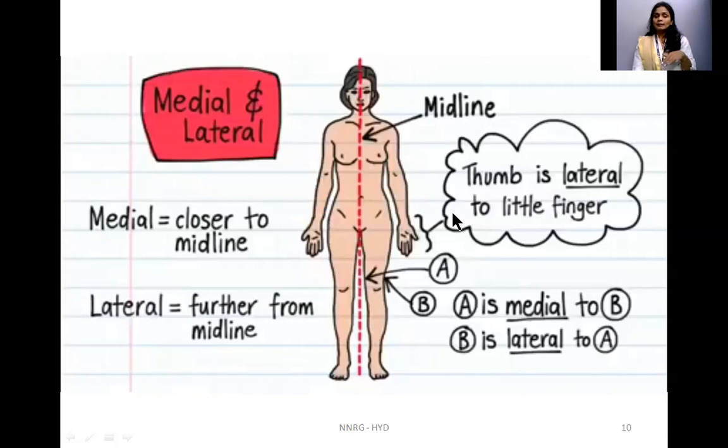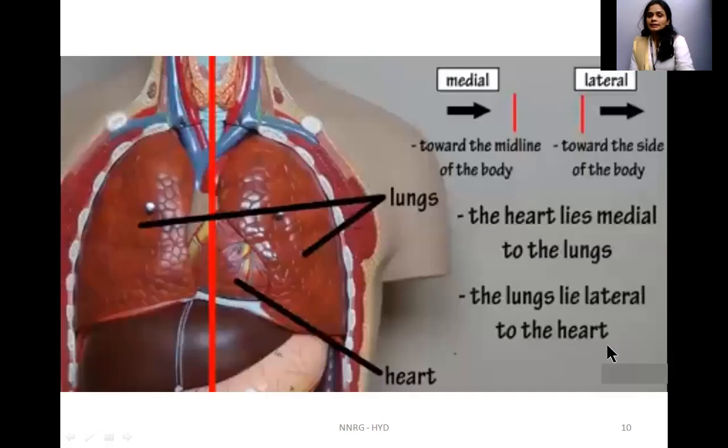For example, say this is the thumb and this is the little finger. The little finger is nearer to the midline compared to the thumb. That's why the thumb is lateral to the little finger. Whereas point A is medial, that is near to the midline, and B is lateral, that is away from the midline. That's why point A is medial to B, and B is lateral to A. That is medial and lateral.